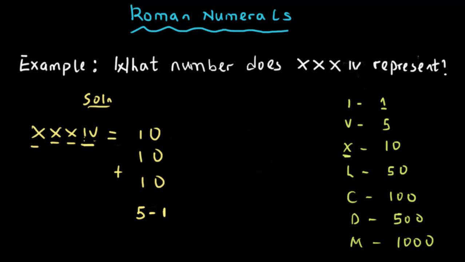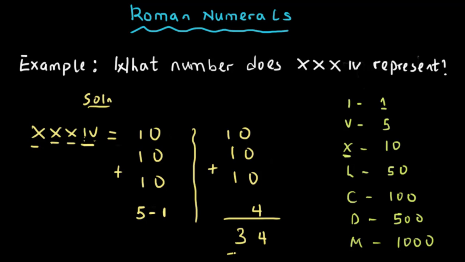Does this make sense? So we have to rewrite this. We are going to be having 10 plus 10 plus 10 plus 4. Now if we add this together, we'll be having 30 plus 4. So this is 34. I hope you understand.